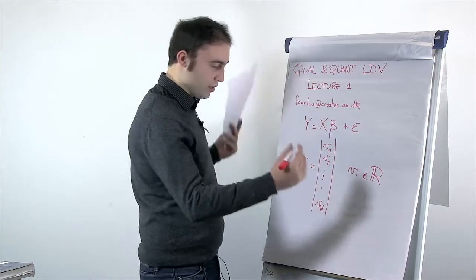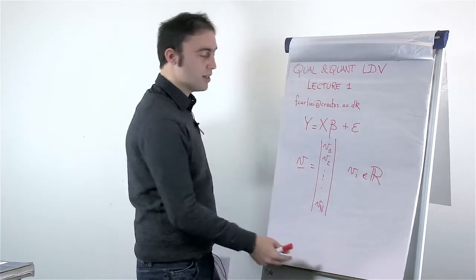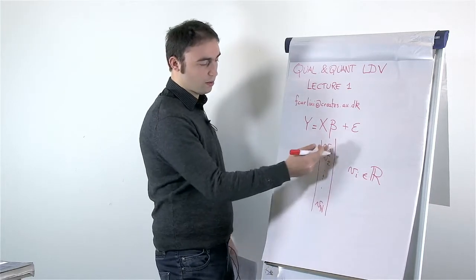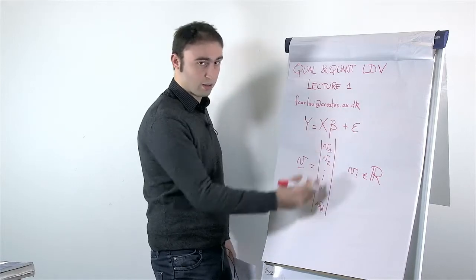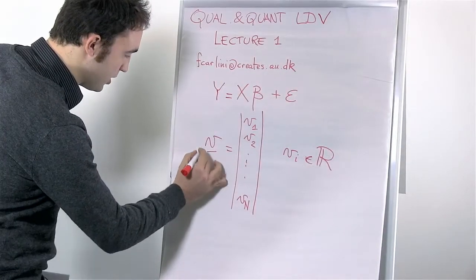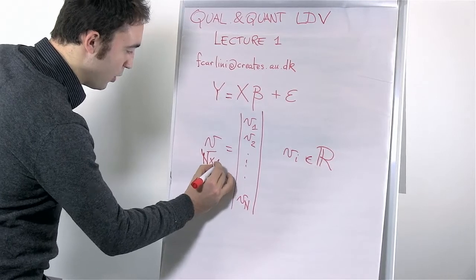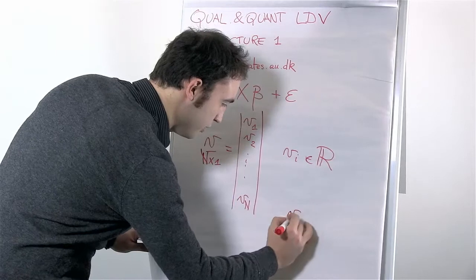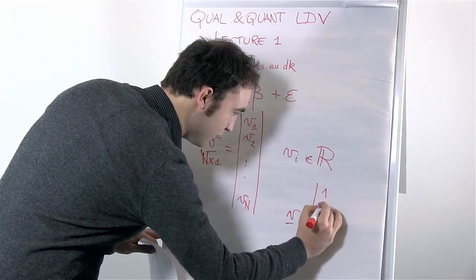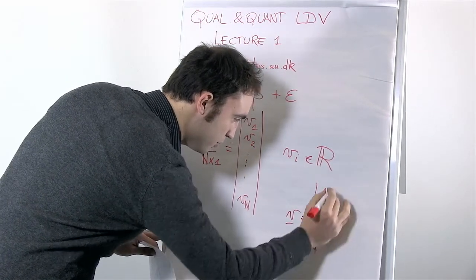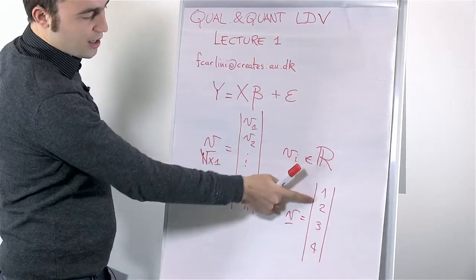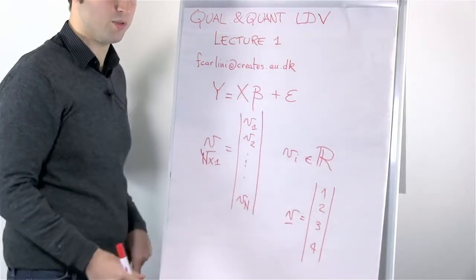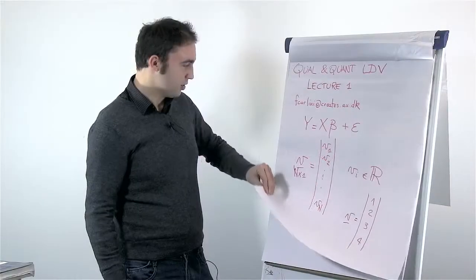For example, usually vectors are column vectors, so we put the elements vertically. This is an n by 1 vector, and an example could be v equal to 1, 2, 3, 4, where the first component is 1, the second component is 2, the third is 3, and the fourth is 4.